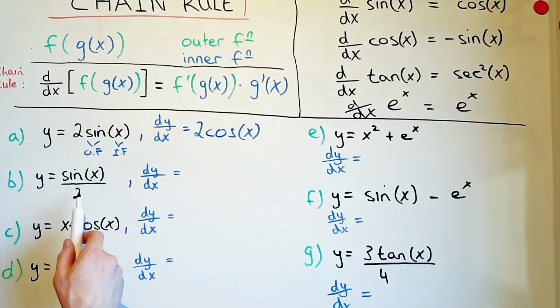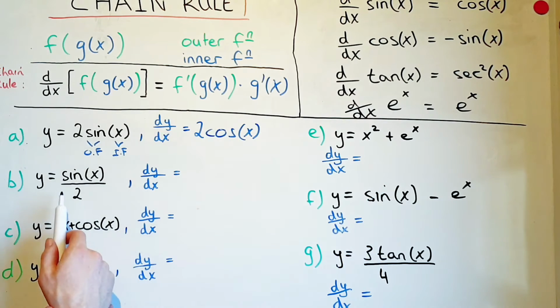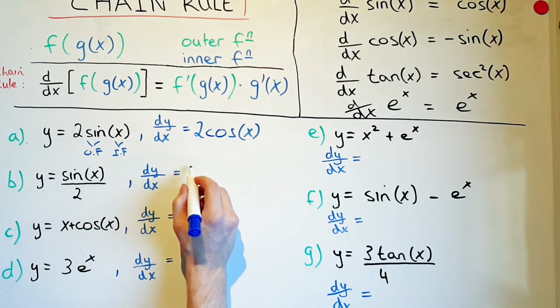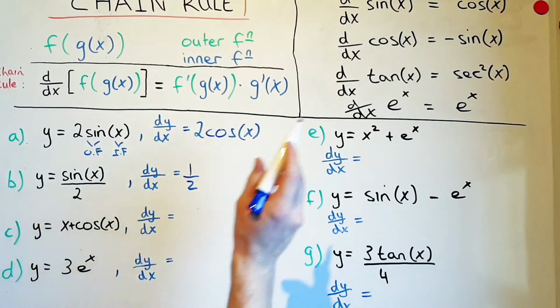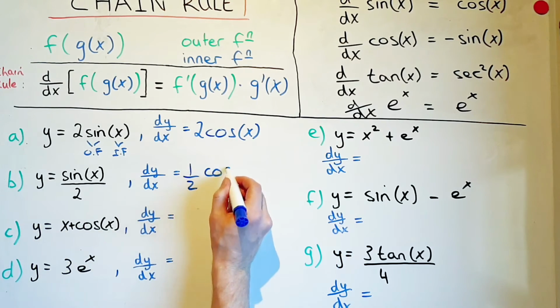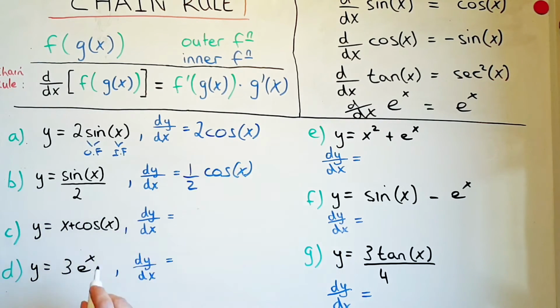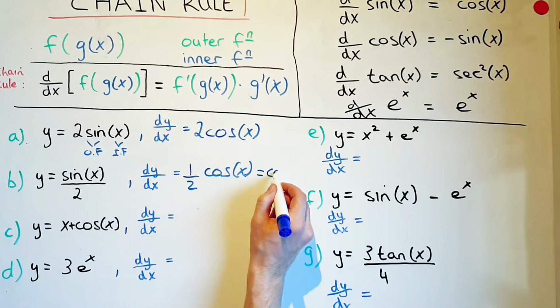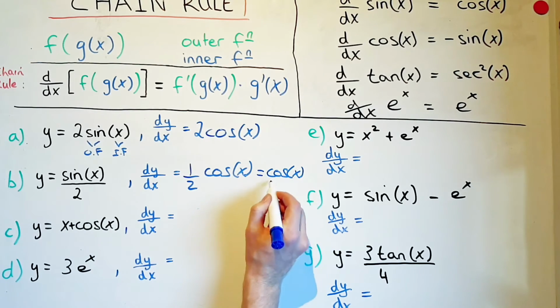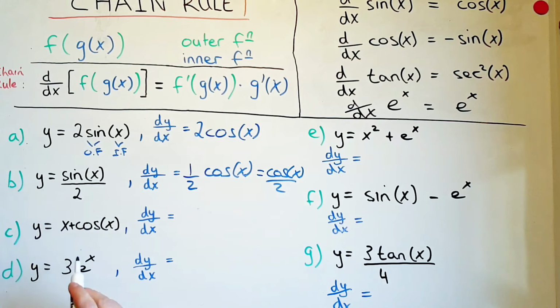But for the purposes of these examples, we can just take it that we have a half here, and then sine of x differentiated is cosine of x. So that's equal, just for completeness, to cosine x over 2, just to make it look a bit more of this form. Right, next one.